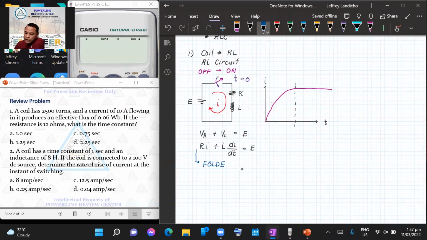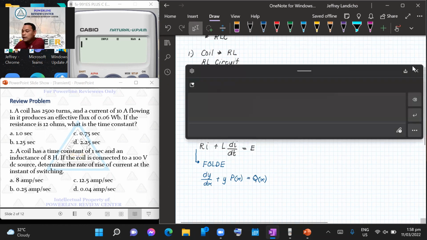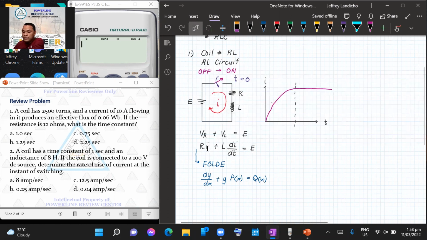What is its standard form? If you go back, it is dy over dx plus y times P of x equals Q of x. That is the standard equation of our first order linear DE, and that is what we will use to solve the equation, or the particular solution of our current in this given circuit.